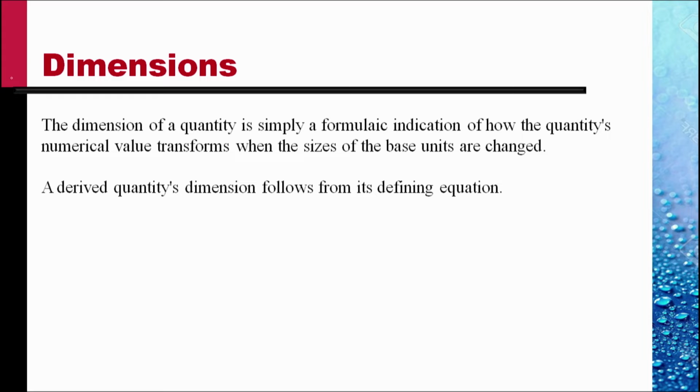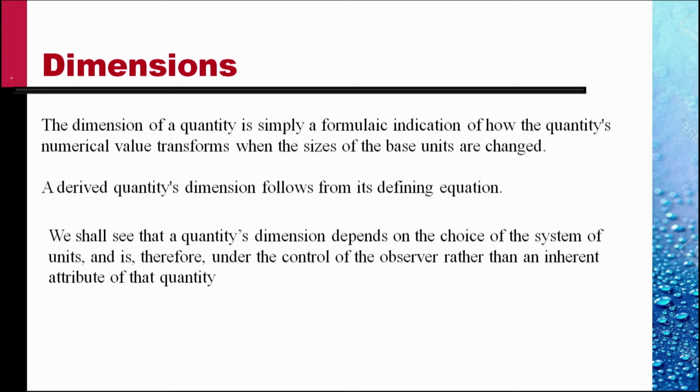A derived quantity's dimension follows from its defining equation, in the manner in which it is defined, in terms of the base quantities that are used to define it. We shall see that the quantity's dimension depends upon the choice of the system of units and is therefore under the control of the observer rather than an inherent attribute of that quantity.